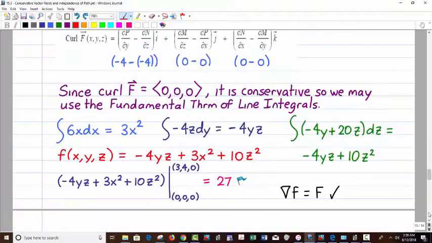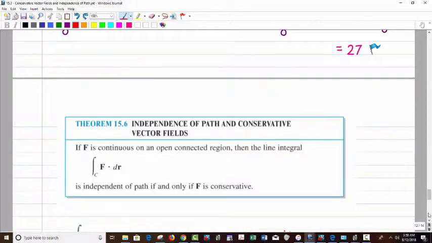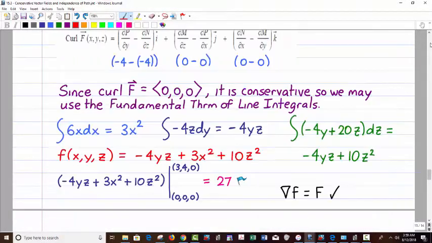Well, (0, 0, 0) makes this problem kind of easy, because this makes the bottom part 0. So you put the 3 and the 4 up here and 0 for z. Put in 3 for x, 4 for y. Oh, you get a 0 here because these are both z's. So right there is it. 3 times 3 squared, 3 times 9, 27 is the answer.